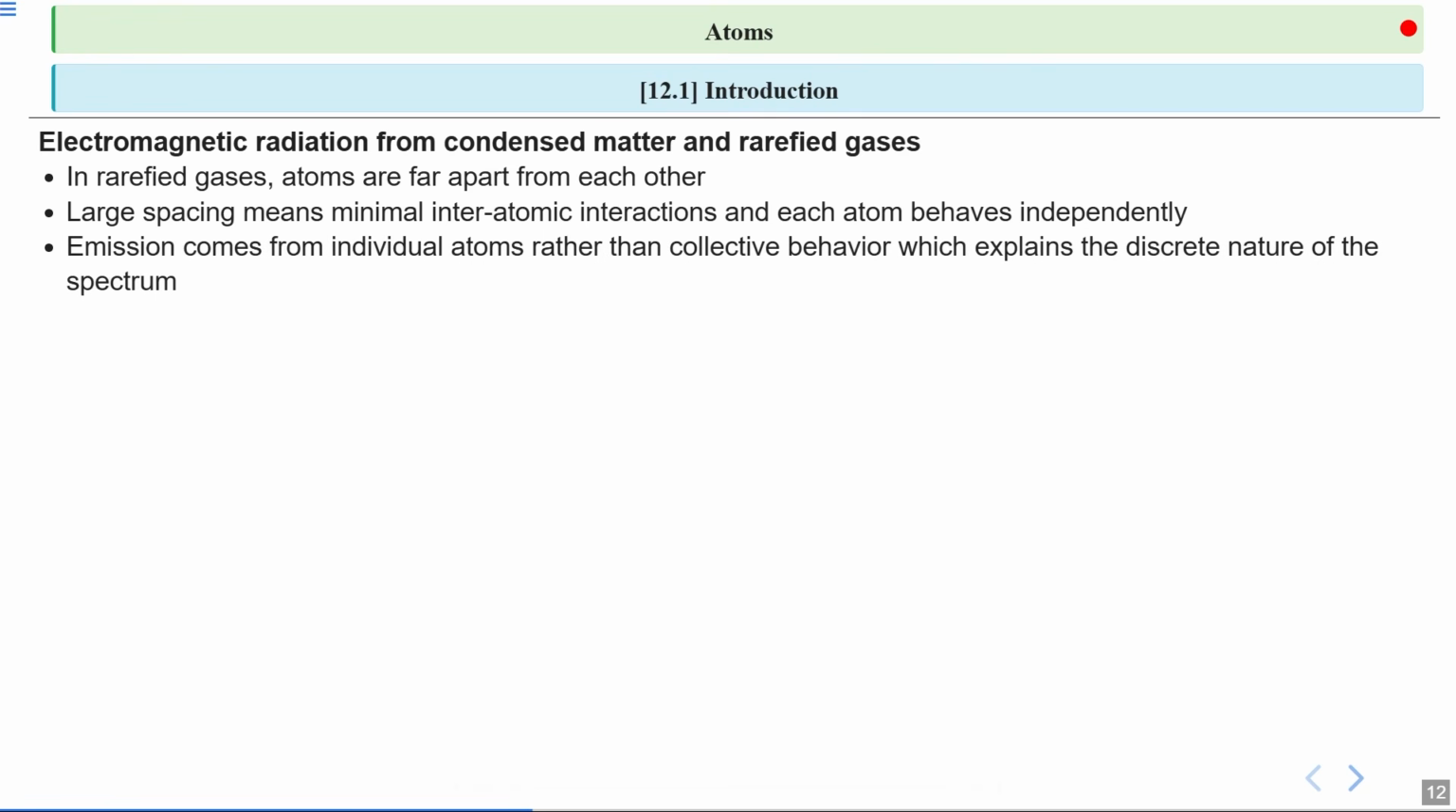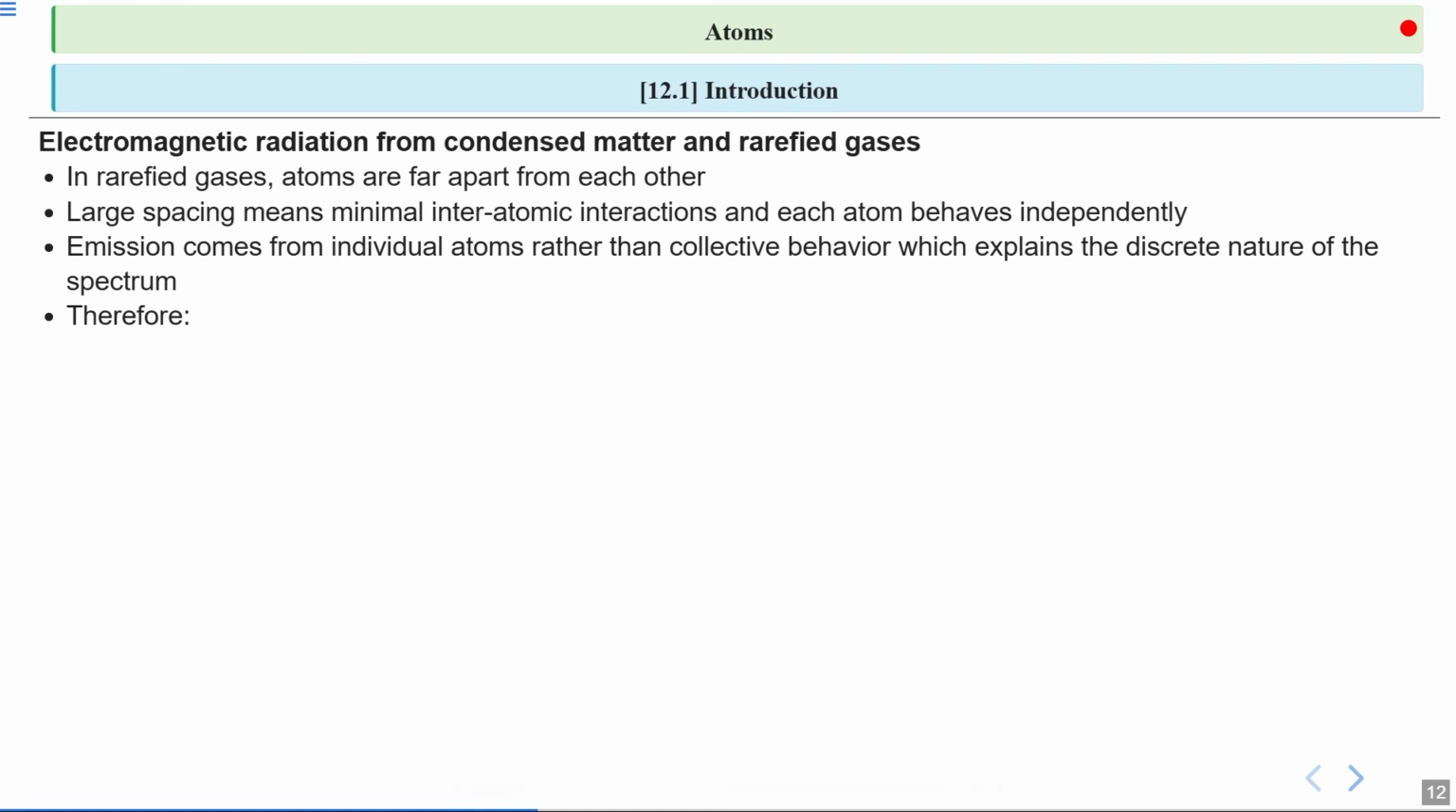Let's see what this means for the light we observe. Since the emission comes from the individual atoms, not from a group of atoms working together, the spectrum we see is made up of distinct lines. Each line corresponds to a specific energy change within an atom, which is why we call it a discrete or line spectrum.